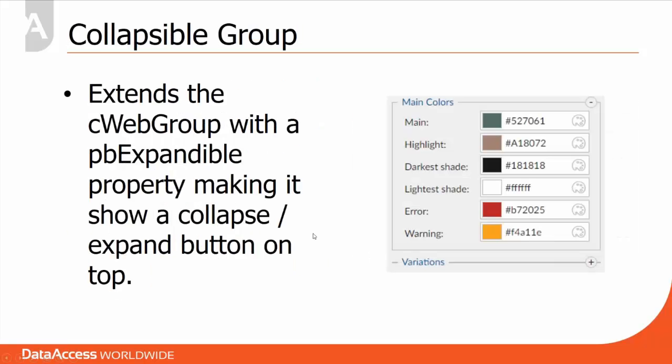Collapsible groups are another type of container that is very useful to have. You've got a group, there's a plus, there's a minus, the group expands, the group collapses, complete control over that.